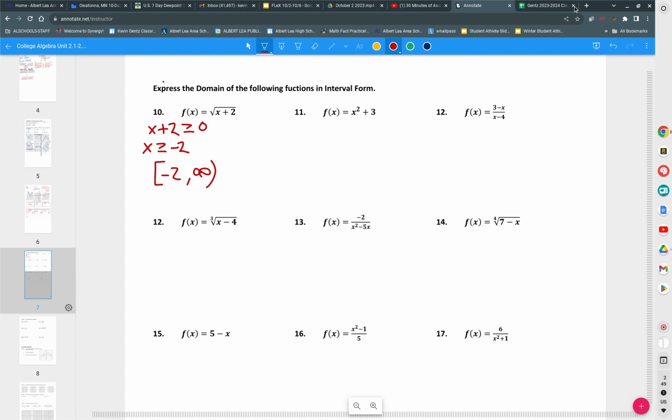The next one, which is that? Is it a radical, a rational, or a polynomial? It's a polynomial. What's the domain for polynomials? All real numbers. That's it. Don't get that one wrong on the test. Agreed? Yeah. Next one, is it rational, radical, or polynomial? Rational. Uh-oh, if I see a fraction, that's an issue. I can't divide by 0. What number would give you 0 in the denominator? 4. So x cannot be positive 4.